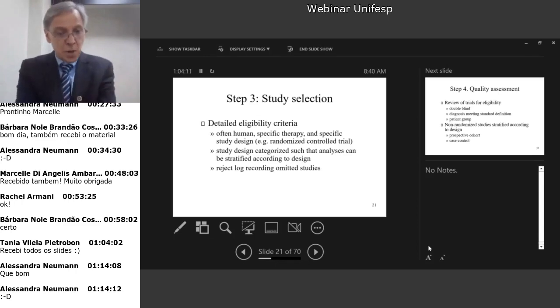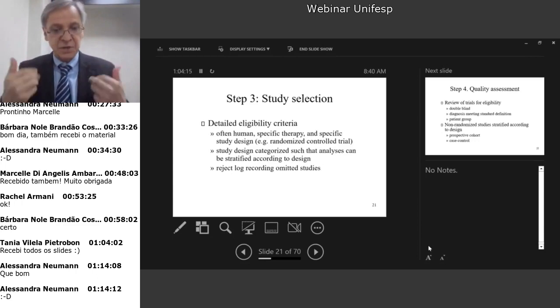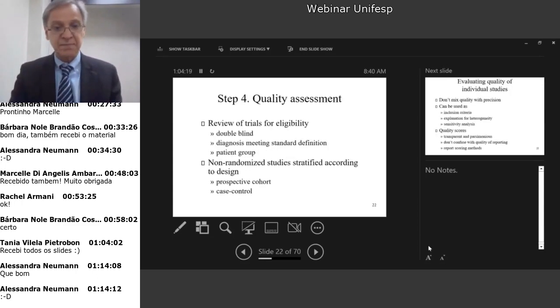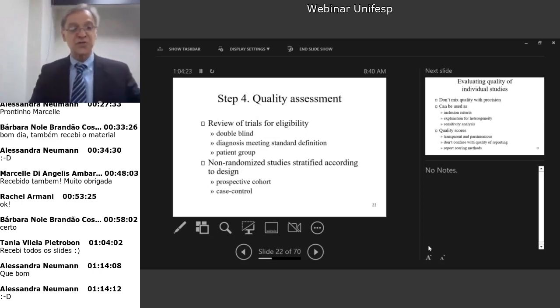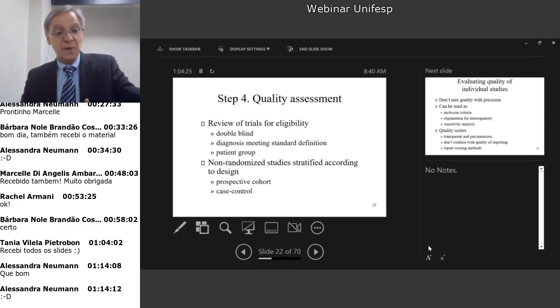You want the reflection of the truth of what the person who did the investigation, the PI, actually implemented in that study, and have all the elements at hand. Quality assessment, review of trials for eligibility: double-blind, diagnosis meeting standard definition, patient group. If you want randomized clinical trials that are perfect controlled designs, you need to have double-blind, placebo clinical trials. Sometimes it's impossible to do that, depending on the subject matter you're interested in.